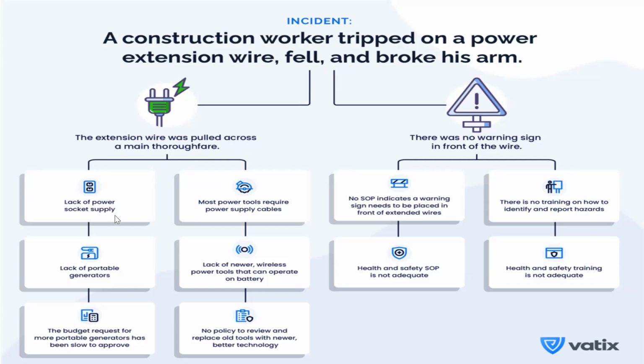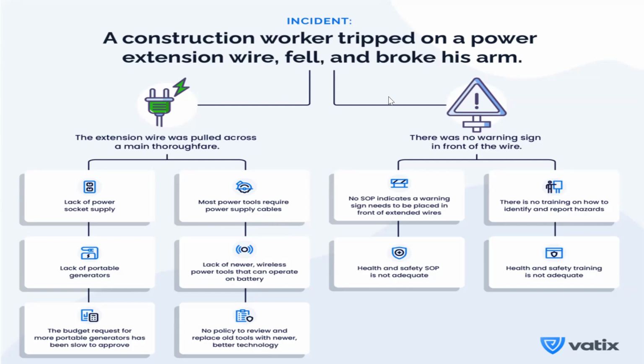Now, lack of power socket supply. Why? Lack of portable generator. They don't have a portable generator. The budget request for more portable generators has been slow to approve. Now, most power tools require power supply cables. Lack of newer wireless power tools that can operate on battery. No policy to review and replace old tools with newer, better technology.